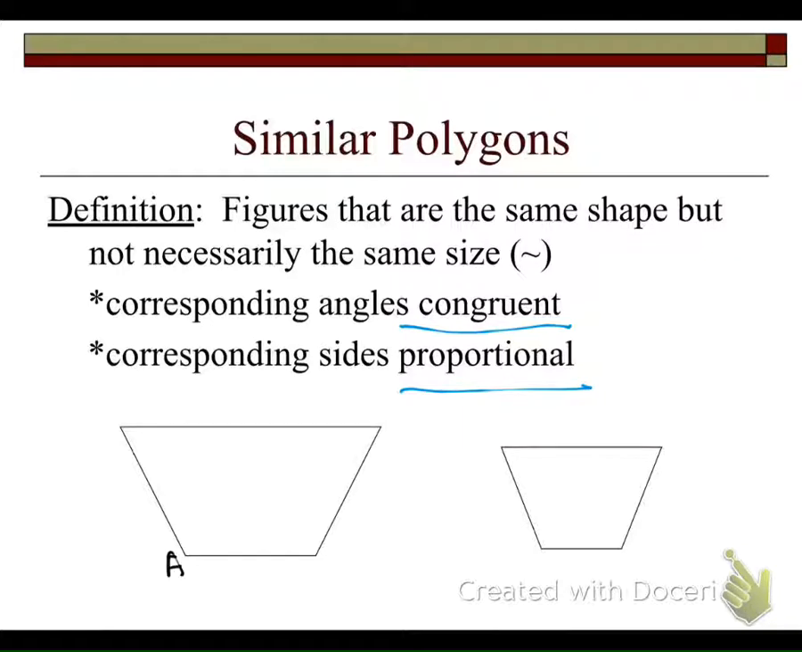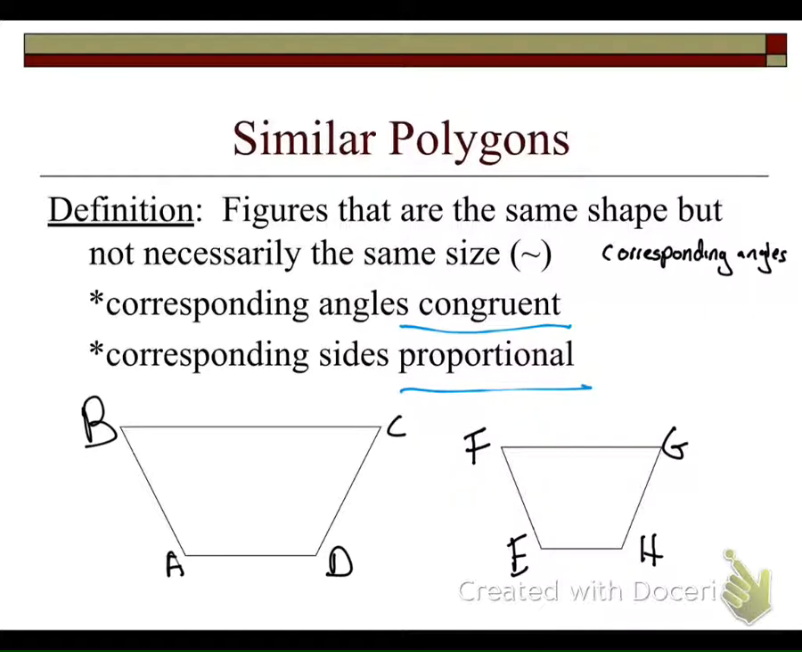We have A, B, C, and D. Over here we have E, F, G, and H. So our first part is, I'm going to put it up here, is we're going to identify the corresponding angle. So at the end of last semester, we learned about corresponding angles and corresponding parts.